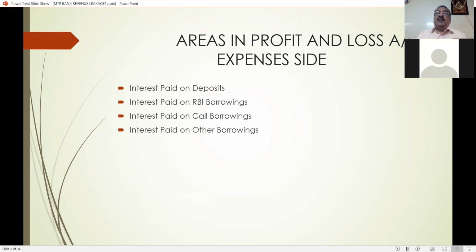Other than that, based on the head office norms, they can borrow money even from the public also. But normally this will not be there.